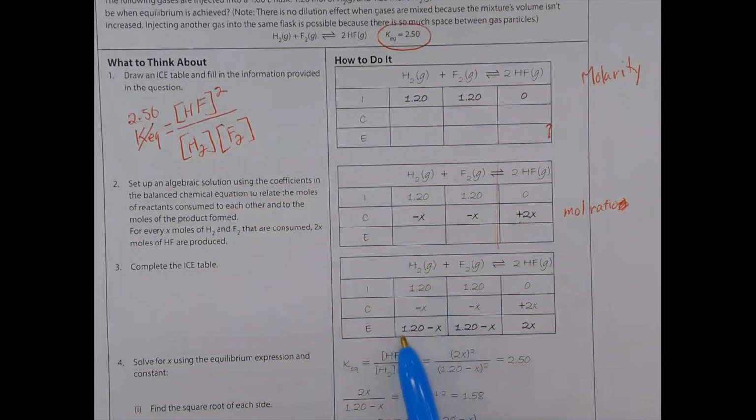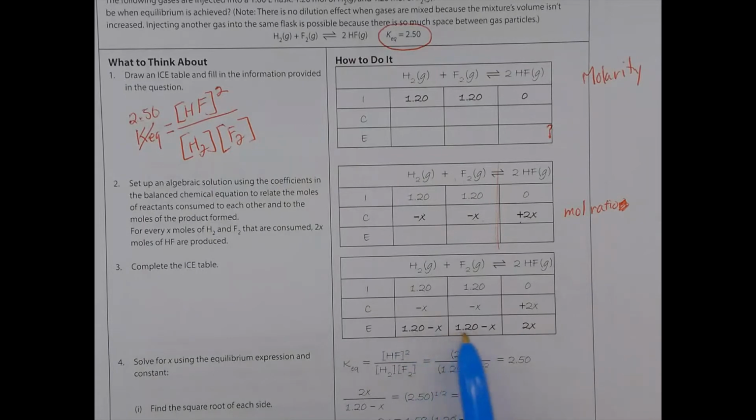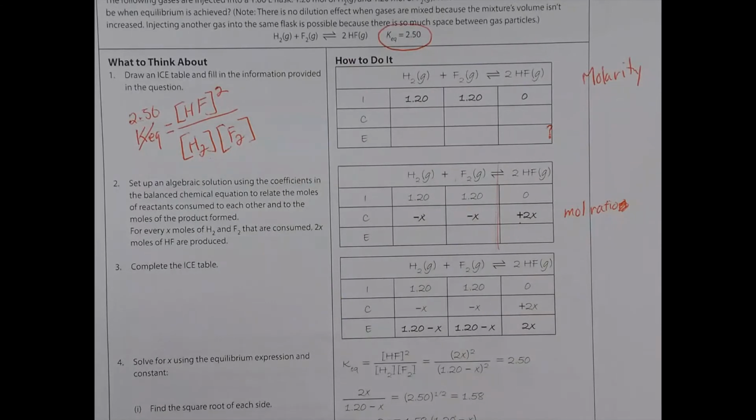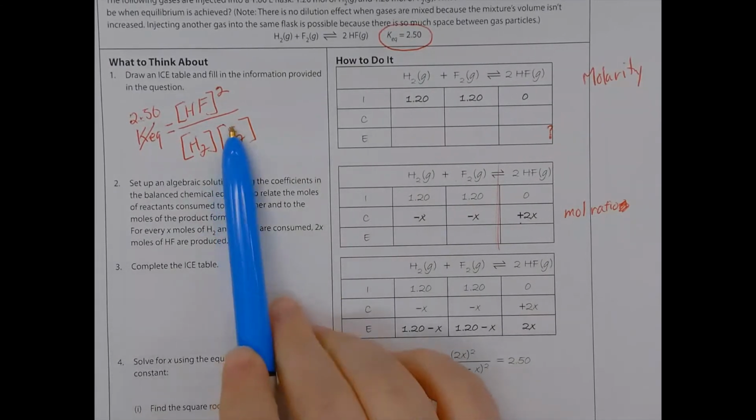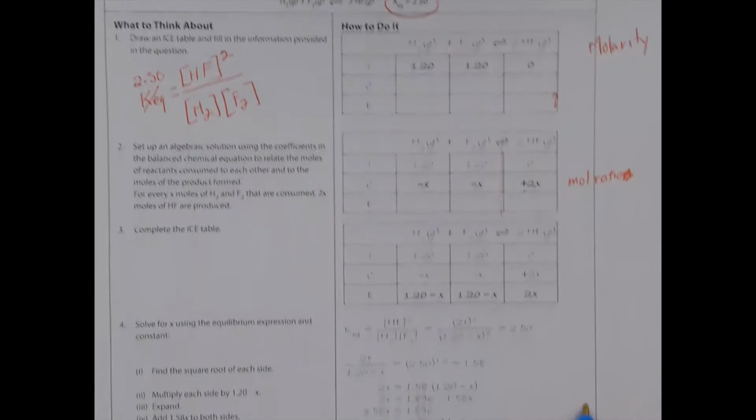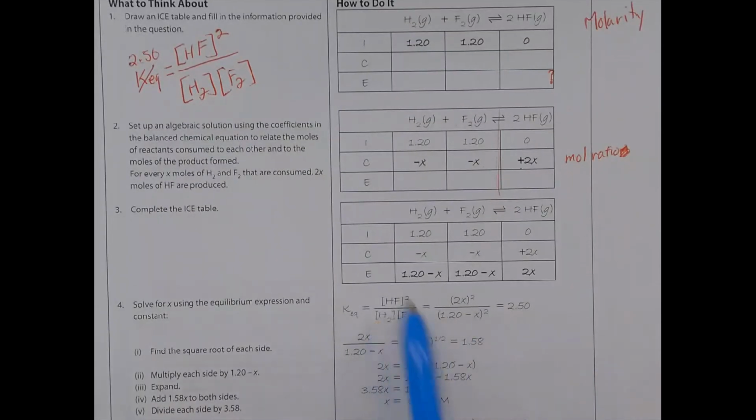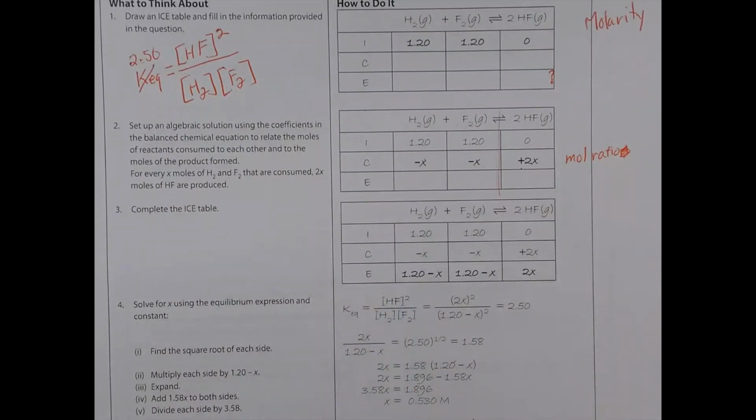So we don't know what X is, so we have 1.20 minus X, 1.20 minus X, and then 2X for our values. So what they do next, just like we did up here, is set up the equilibrium expression, and then we plug in what we know. Well, at equilibrium, our concentration of HF is 2X, and hydrogen and fluorine are 1.20 minus X.